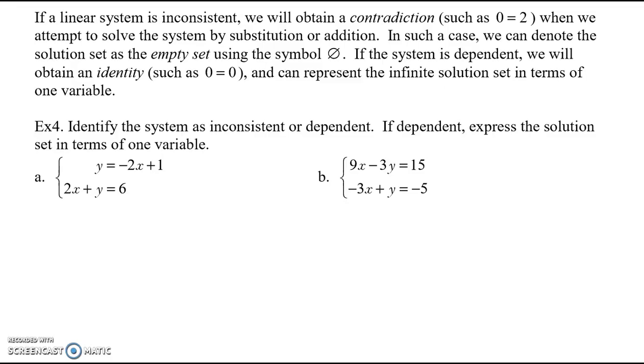It's inconsistent. In such a case, we can denote the solution set as the empty set, using the empty set symbol, which is a circle with a line slash through it. If the system is dependent, that is, if it has an infinite number of solutions, we will obtain an identity, such as 0 equals 0, or 5 equals 5, or something along those lines. And we can represent the infinite solution set in terms of one variable. I'll demonstrate that so you'll understand what that means when we look at our second example.